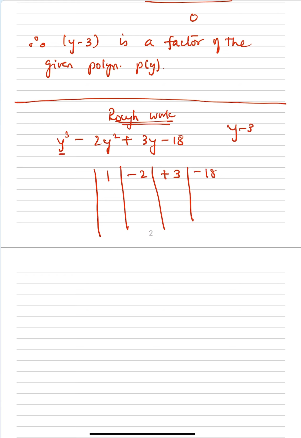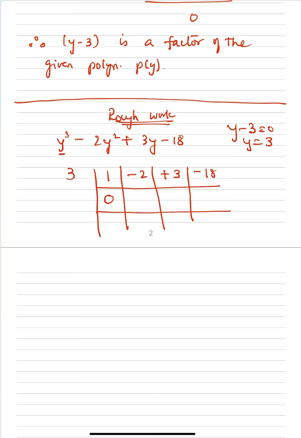If they had not asked, you would have to try with different factors, that is x minus 1, x plus 1, x minus 2, x plus 2, to find out the factor. But here they have asked us, so let us try. So this is y minus 3, which is equal to 0, y is equal to 3. So I will divide these coefficients with this 3. But first thing, you have to put 0 here.